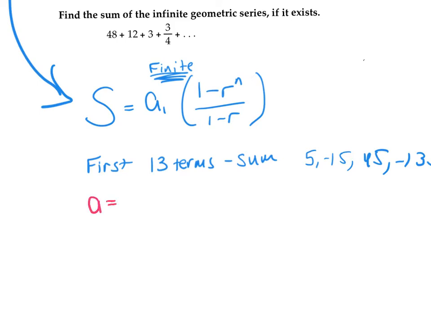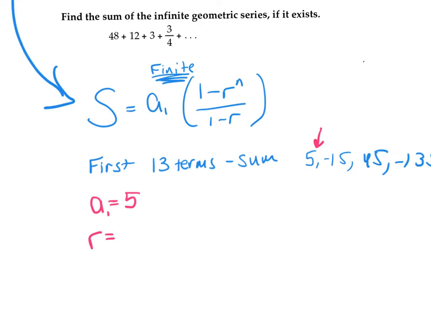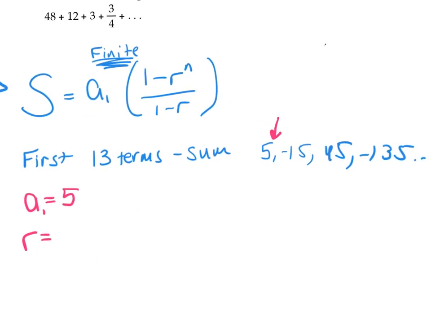What is the first term? What's the first number that they gave you? 5. So a sub 1 is 5. For my ratio, how do I find the ratio? You divide. Take one term and divide by the previous term. So I'm going to say 45 divided by negative 15, and I get negative 3.